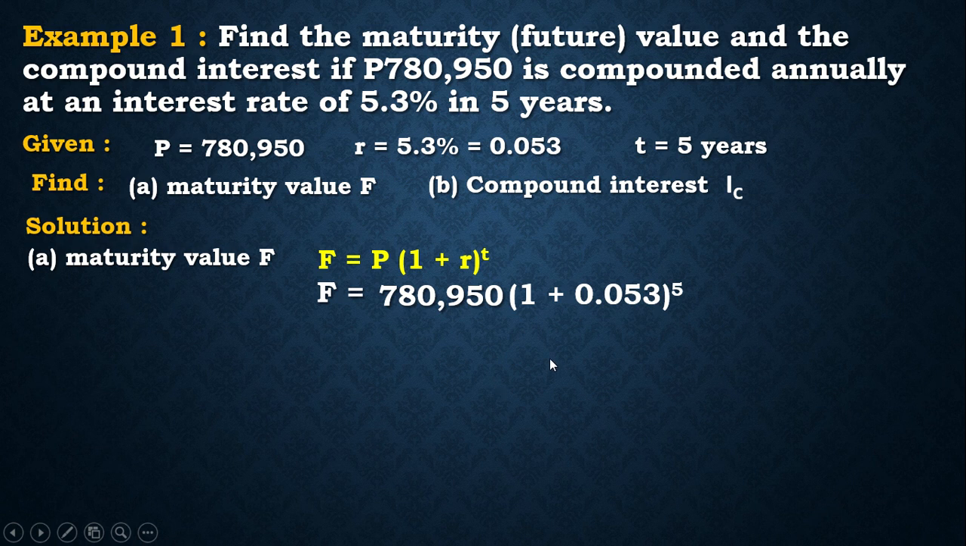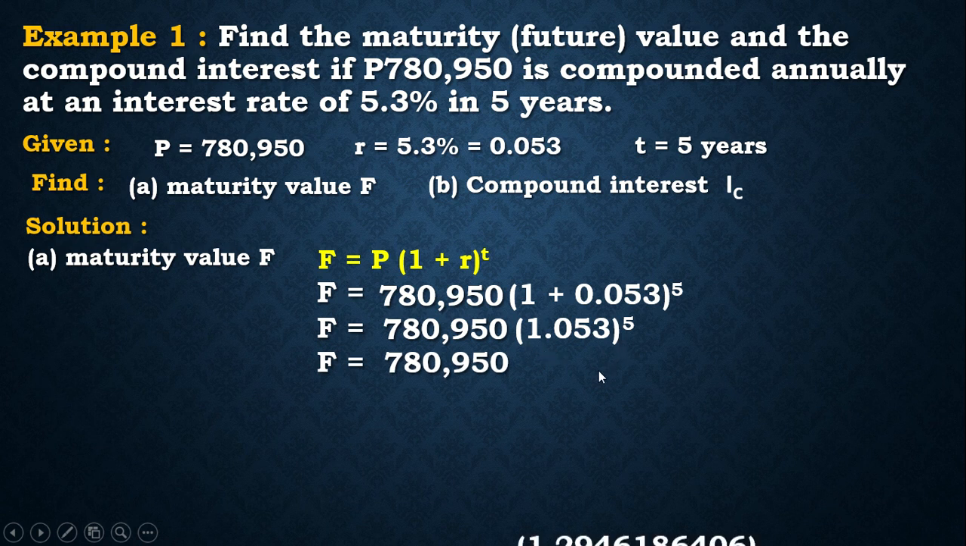Ang susunod na step po ay i-add natin ang 1 plus 0.053. Huwag po munang gagalawin ang principal. So, we have the principal, 780,950. And then 1 plus 0.053 is 1.053 raised to 5. So, still, nandito pa rin ang term. Ngayon, ang next step, i-convert natin tong 1.053 raised to 5 or exponent of 5. Ang 780,950 ay remain the same pa rin.